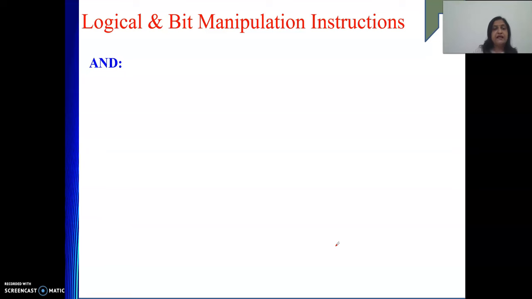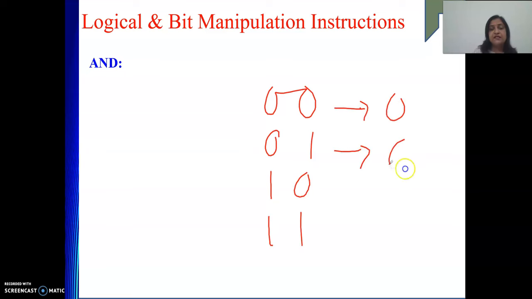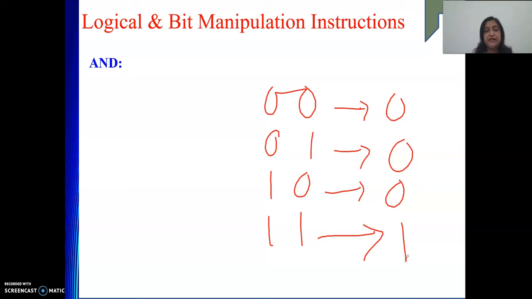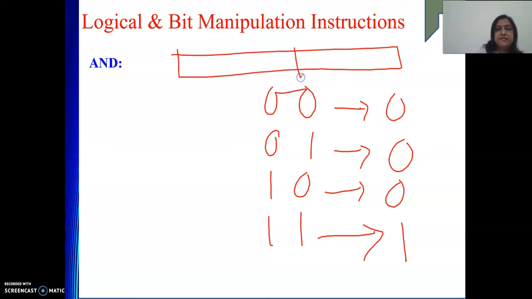And the logic says that if the bit values are 0 0, 0 1, or 1 0, then the answer for all of them is 0, right? And in the last case only, 1 1, it will be 1, right? So what we can say is that we can use the AND instruction to reset the value of a particular bit position in a register. Suppose one register's contents are given to you, and you need to reset the bit at a particular position. That is asked to do, right? We need to do that.